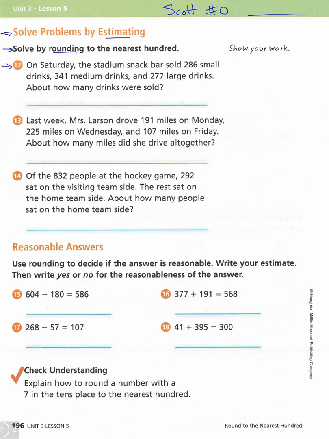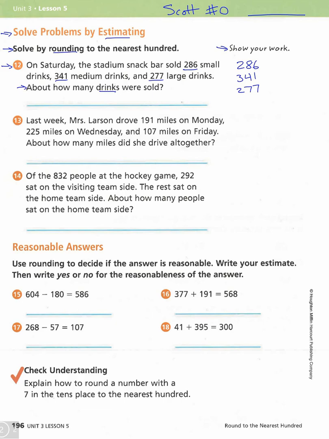It says, on Saturday, the Stadium Snack Bar sold 286 small drinks, 341 medium drinks, and 277 large drinks. And then the question is, about how many drinks totally were sold, right? So it's not asking us to add all of those up exactly as they are. What we need to do is round those numbers first. So let's take them one at a time. What I'd like you to do over here, it says to show your work. Go ahead and rewrite those numbers, 286, 341, and 277. So if you need to, pause the video and then go ahead and do that. Start the video back up when you're ready.